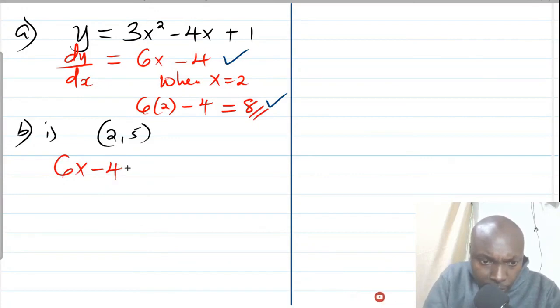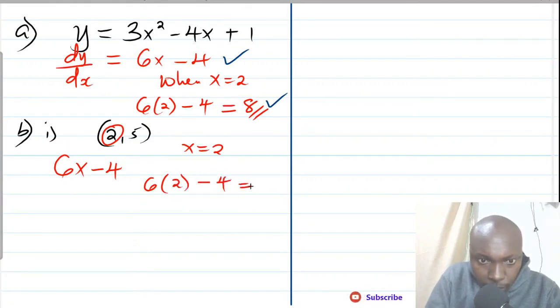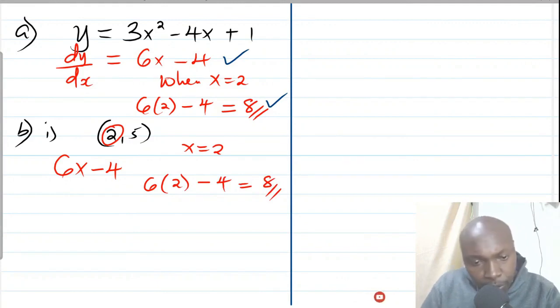So this being the gradient function, if you want to get the gradient of the curve at the point where x is equal to 2, since the point is (2, 5). So what is the gradient of that tangent when x is equal to 2? We just need to substitute. So 6 times 2 gives 12 minus 4, which gives us 8. The same thing that we've done there. So that is how we get the gradient of the tangent.